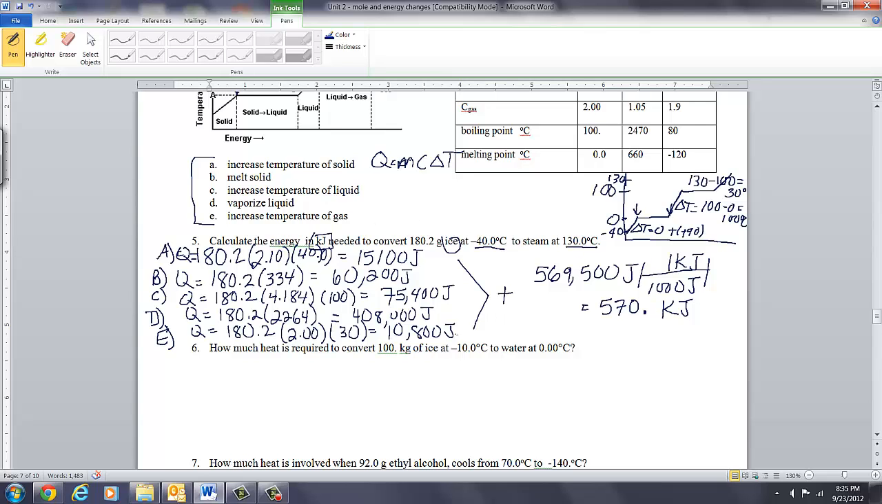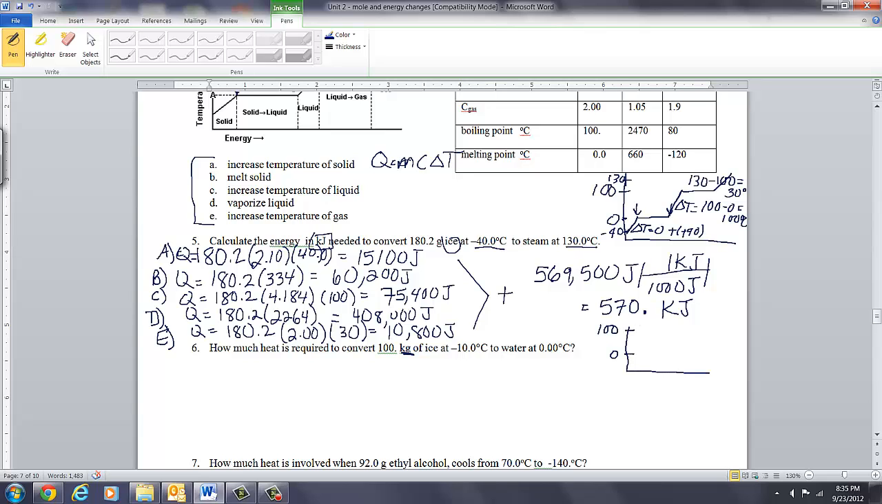And again, this is why I draw a picture, because look at this one. How much heat's required to convert? First thing I see, 100 kilograms. I'm going to have to change those to grams. And then look at my temperature, and it's still water, so I know my graph is still going to be numbers with water. So I'm going to have my melt at 0, boil at 100.